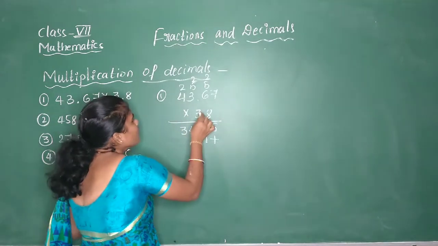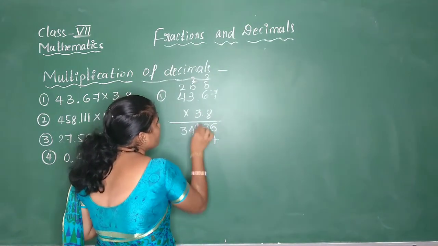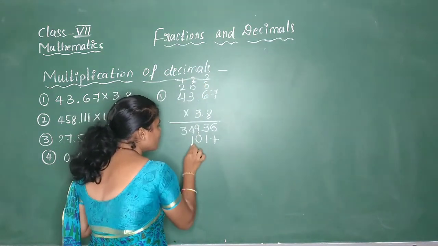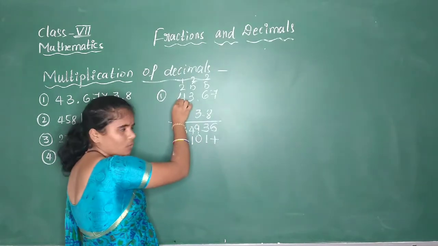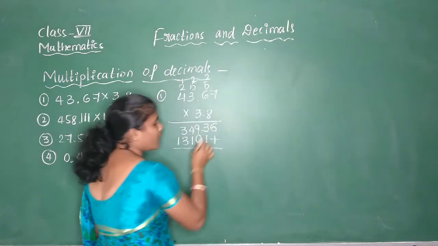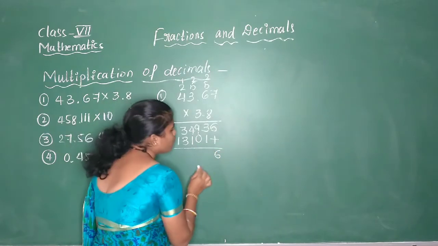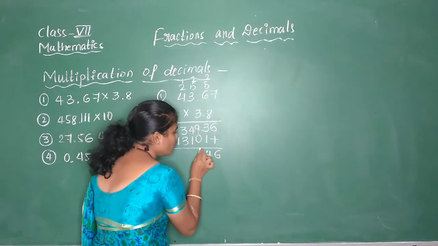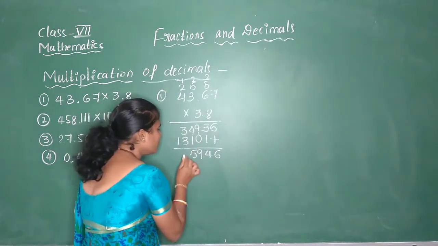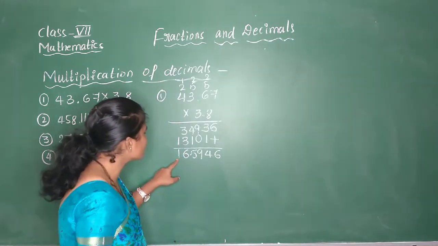Next, 3 sixes are 18, 18 plus 2, 20. Next 3 threes are 9, 9 plus 2, 11. Next 3 fours are 12, 12 plus 1, 13. Now you add that. 6 plus 6. Next 3 plus 1, 4. 9 plus 0, 9. 4 plus 1, 5. 3 plus 3, 6. 1 as it is. Okay, we got the result.